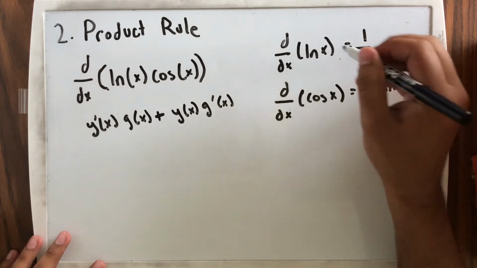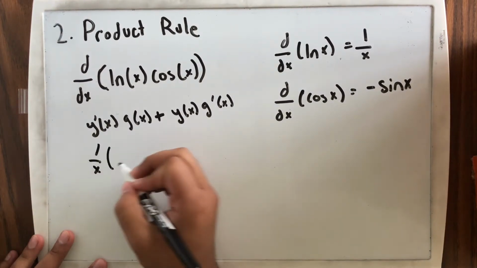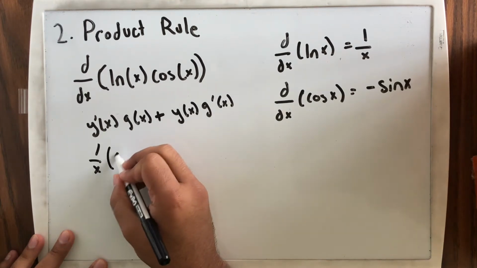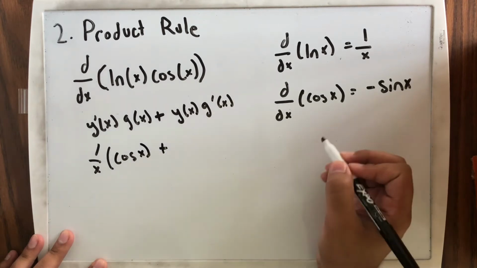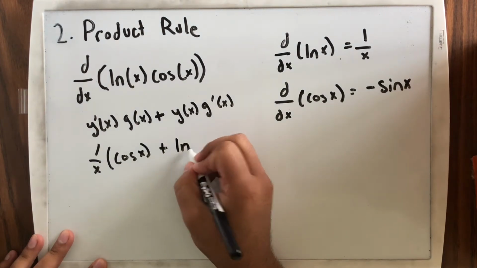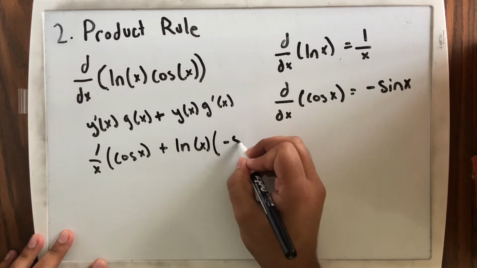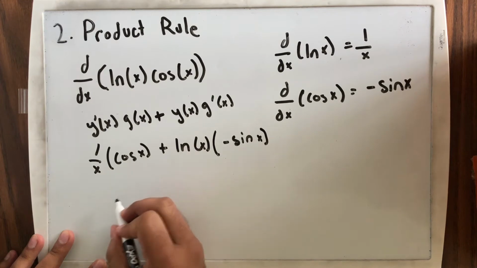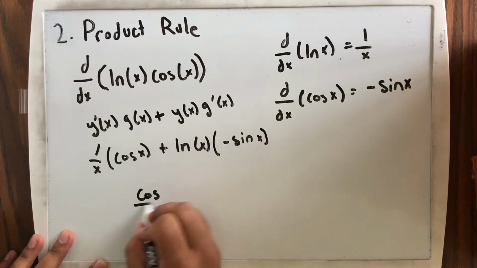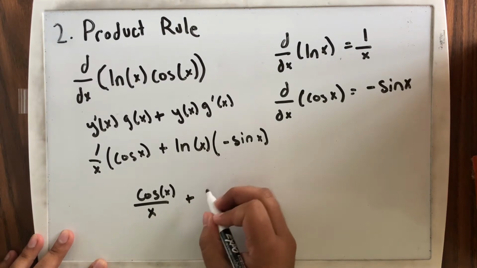So that would be 1 over x multiplied by cosine of x plus natural log of x times negative sine of x. Now, it can be written as this.